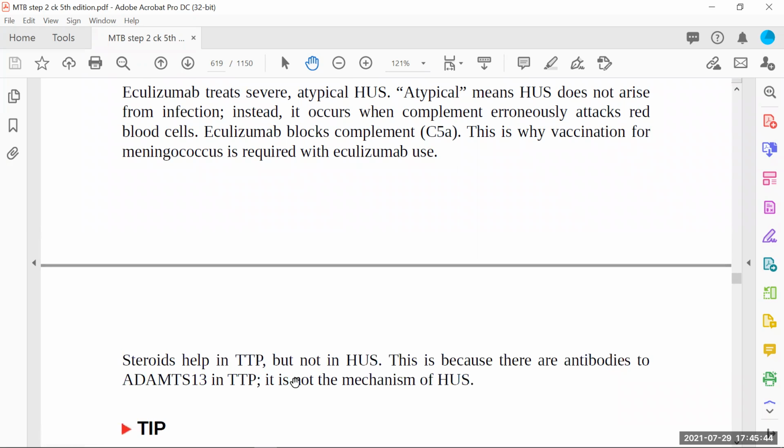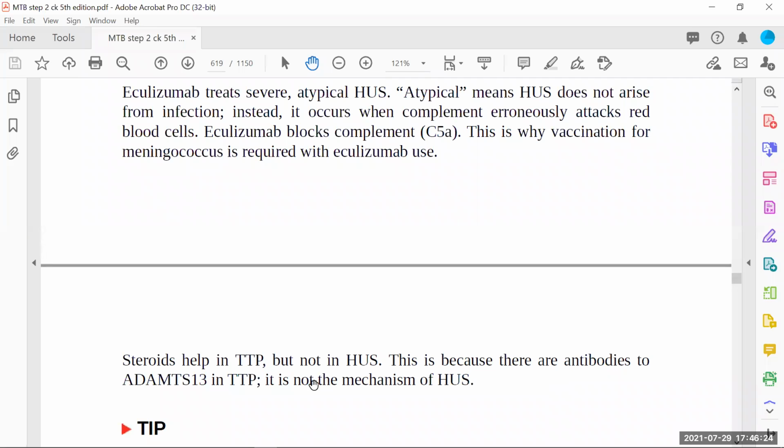So steroids help in TTP, but not in HUS. Steroids, being anti-inflammatory, can help in TTP but not in HUS, because hemolytic uremic syndrome, most of the time, is because of the complement pathway. So you will not find any help with steroids. Steroids can only help when there's sudden inflammation, and because of the sudden inflammation there's hemolysis or some infection. So steroids will help there. But if the complement pathway is involved, what will steroids do? Steroid is just an anti-inflammatory, right? It cannot help against complement pathway, complement proteins.